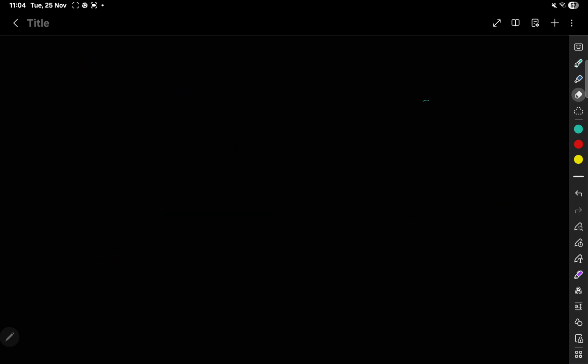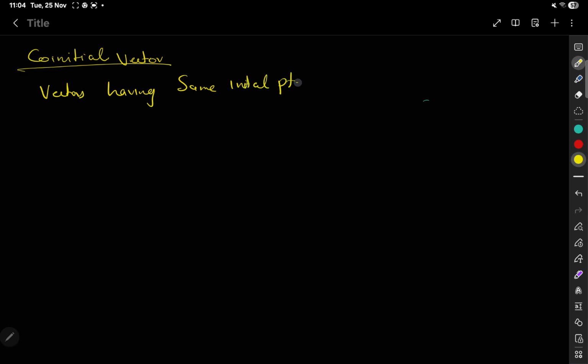Now, what is next? Co-initial vector. What is co-initial vectors? Two or three vectors having the same initial point. Very simple. This is OA, this is OB, this is OC, etc. So I can say OA, OB, OC are co-initial vectors.